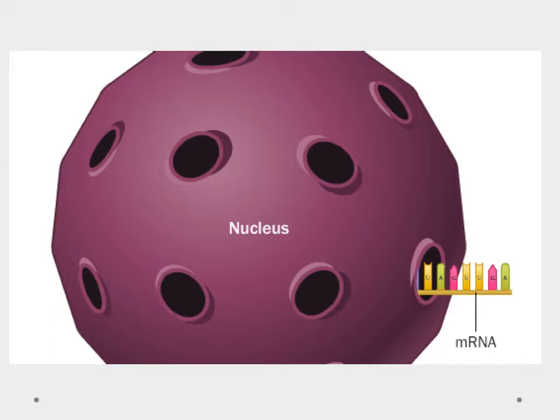Okay, so let's go through the steps of translation. We're going to start off in the nucleus, and remember, inside the nucleus is where we can find our DNA. Now, our DNA has gone through the process of transcription, and it has made this messenger RNA, and this messenger RNA is able to exit the nucleus through these pores, and that's what gives us the material out into the cytoplasm so that we can start building proteins.